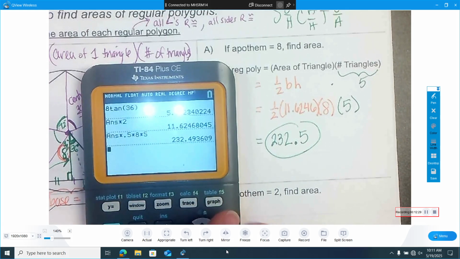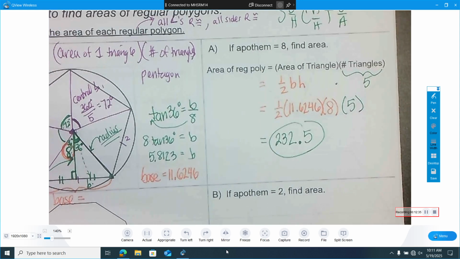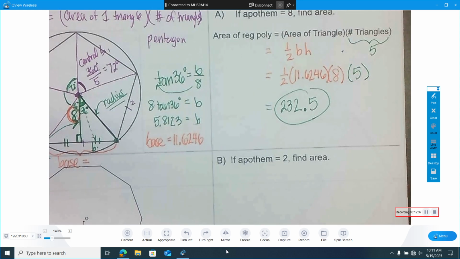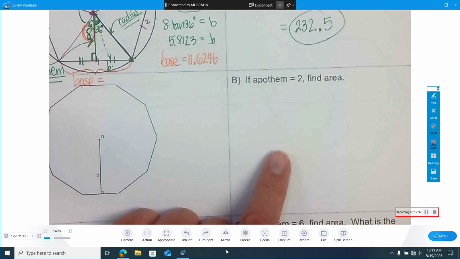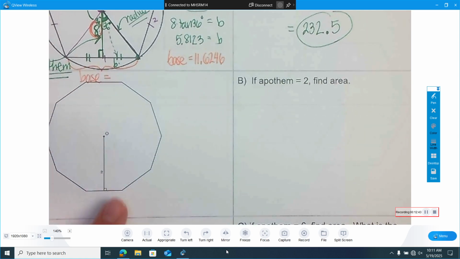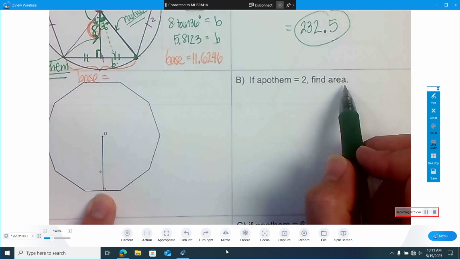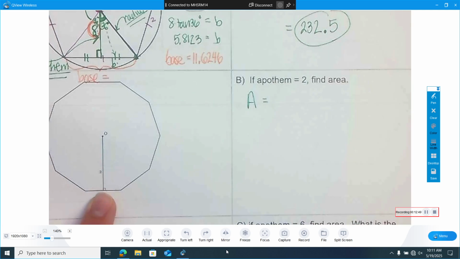All right, questions on that one? All right, we're going to get used to this, so we'll go a little faster now that you have the basic idea. So here we have a regular polygon, and you can see that the apothem is 2, it's labeled there, and we, again, want to find the area. How are we going to find the area of this polygon?